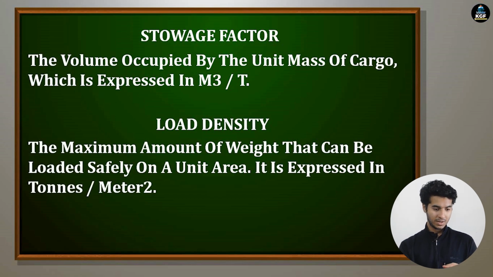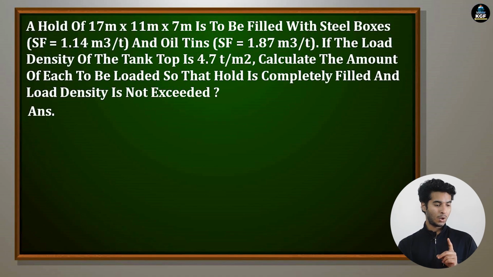Now on the behalf of these two, we will use their formula, like meter cubed per tons and tons per meter square. On the behalf of these two values, stowage factor and load density, we are going to do our next question. That is as follows. A hold of 17 meters by 11 meters by 7 meters is to be filled with steel boxes whose stowage factor is equal to 1.14 meter cubed per tons and oil tins whose stowage factor is 1.87 meter cubed per tons. So if the load density of the tank top is 4.7 tons per meter square, calculate the amount of each to be loaded so that the hold is completely filled and load density is not exceeded.